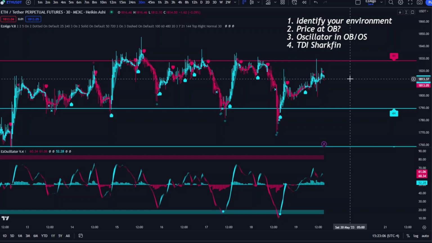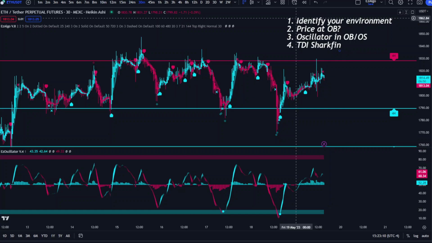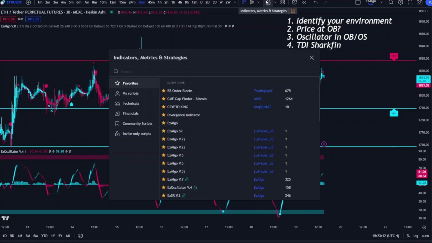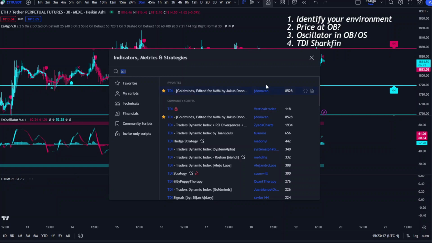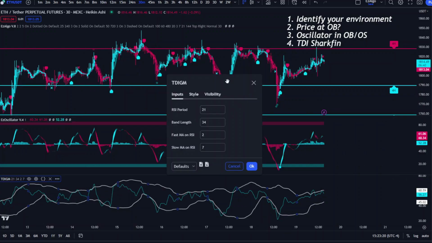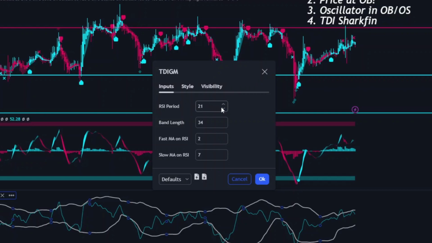All right, and the next rule is identify a TDI shark fin, right? What the hell does this mean? Well, you're going to come up here into indicators and look up TDI. All right, this is a free TradingView indicator by Jay Donovan. You're going to click on this, come into the settings and tweak them to what I have on my chart right now. The RSI period at 21, that's default. The band length 34, default. The fast MA you want to change to 2, and the slow MA you want to change to 7.